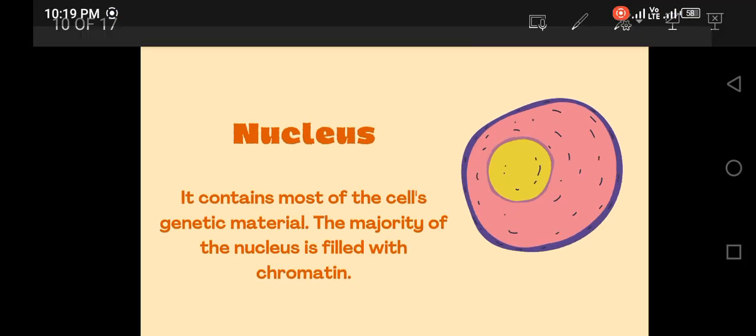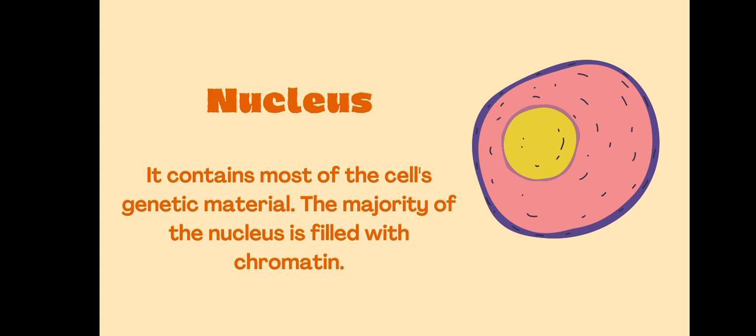Then we have the nucleus. The nucleus contains most of the cell's genetic material, and it is also known as the control system of the cell. The majority of the nucleus is filled with chromatin, which condenses into the chromosomes during cell division.